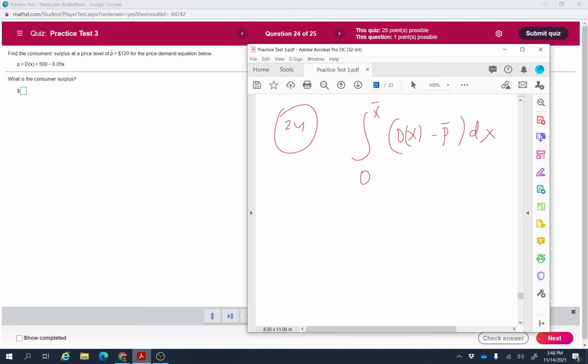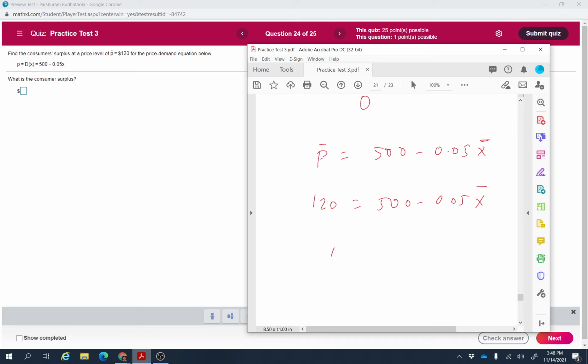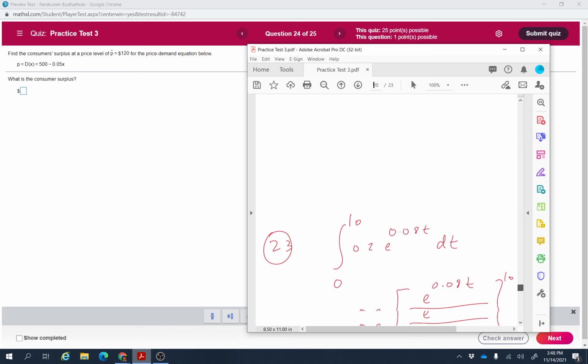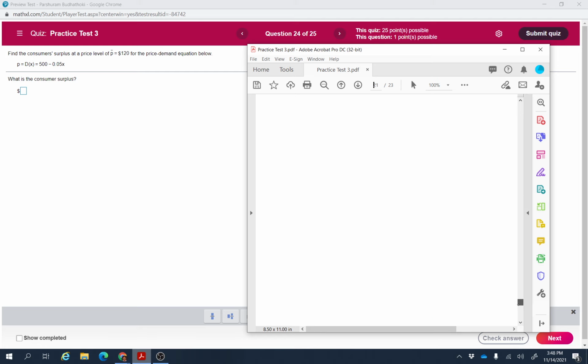So here x prime means whenever you put p prime value in the given price demand equation, so that p prime equal 500 minus 0.05 x prime. So if p prime is 120, if we solve this equation for x prime, x prime would be 7600. Just solve that and put that 7600 here, and then find the integration.